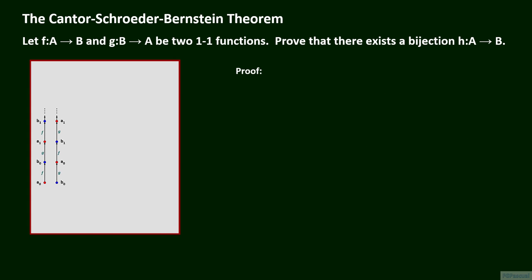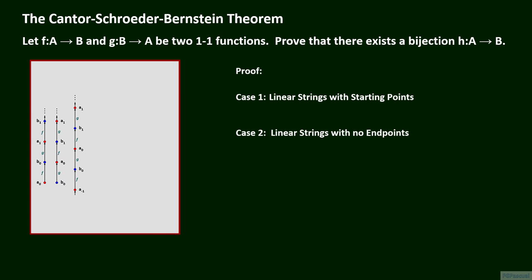We have linear strings with starting points, linear strings without starting points, and loops. All these graphs are mutually disjoint. This also means that two graphs cannot intersect unless they are one and the same graph. Furthermore, all the elements of A and B belong to the union of all of these graphs. We should be able to define an equivalence relation on the union of A and B with the individual graphs as the equivalence classes.